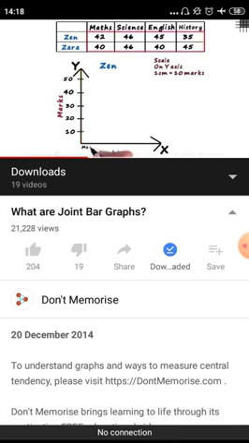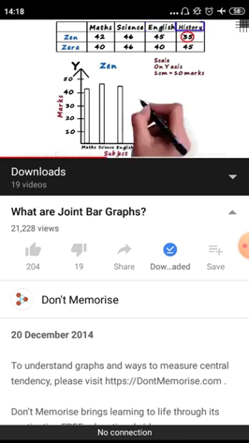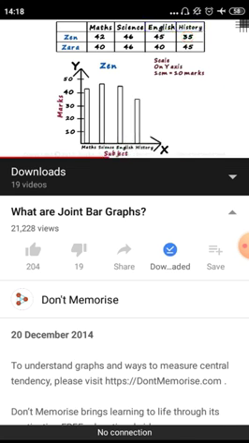We write maths, science, English, and history on the x-axis. Zen has scored 42 marks in maths, so we draw the bar accordingly. He has scored 46 in science. The bar will be slightly bigger than the one for maths. 45 in English and 35 in history. So we have Zen's bar graph ready.